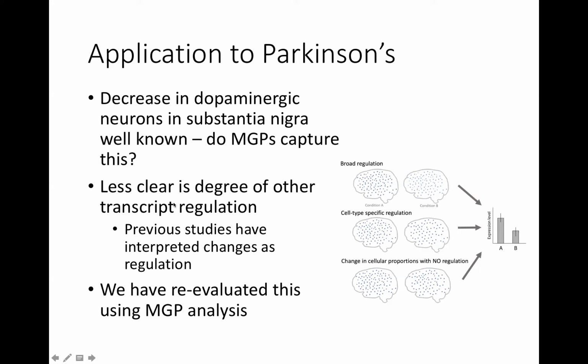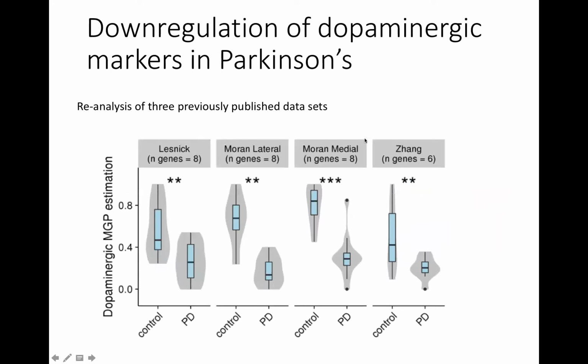And so previous studies, where we've been able to get data for this question, have suggested that there is regulation going on, but they were not taking account of the fact that cell type proportions are changing. So which of these things is going on? And so we've reevaluated that.